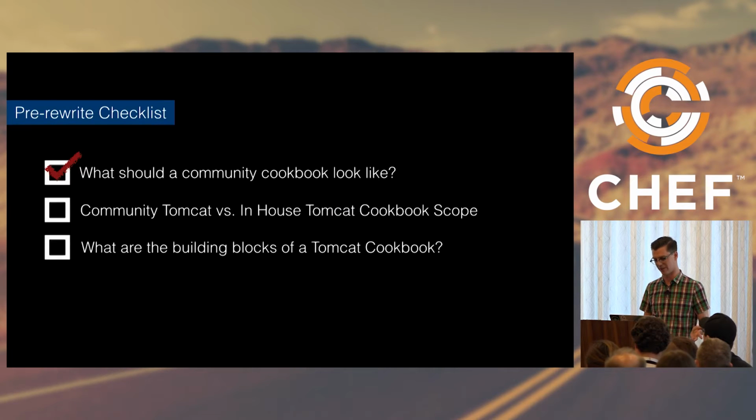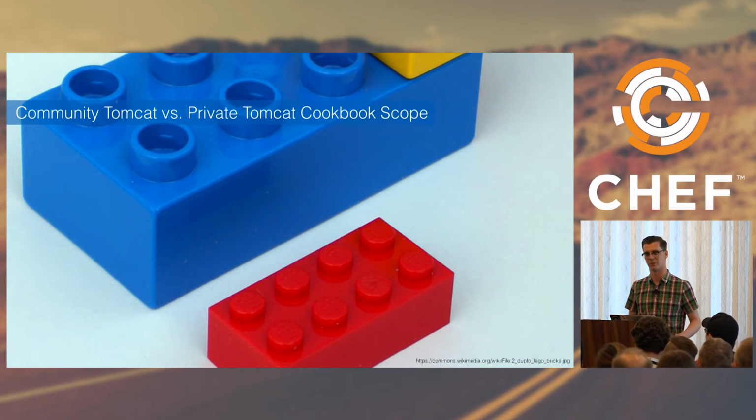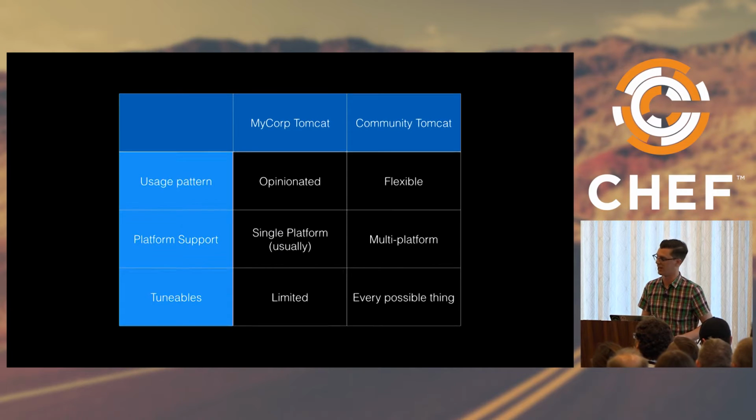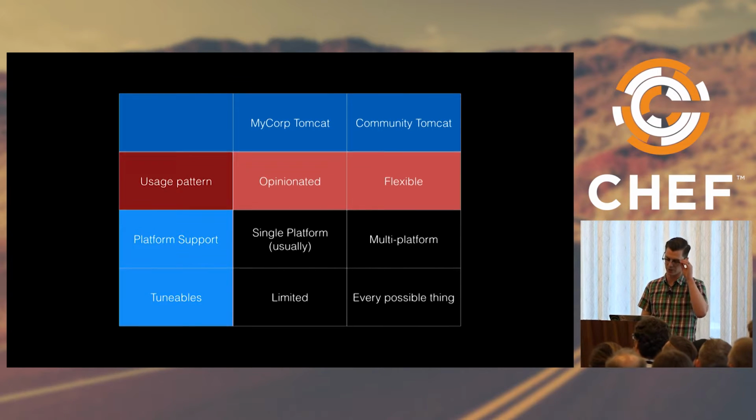So that's the first item on our pre-rewrite checklist. We actually understand what it means to be a community cookbook. What is the scope difference between a private cookbook and a community cookbook? And it's this thing, and I know tables are kind of scary, but there's no good way to put it in data. The first is the usage pattern. Your own cookbook is highly opinionated because it's for your business. The community cookbook has to be highly flexible. So if you're writing your business's cookbook and you try to just turn it around and put it into the community, it's not going to work.